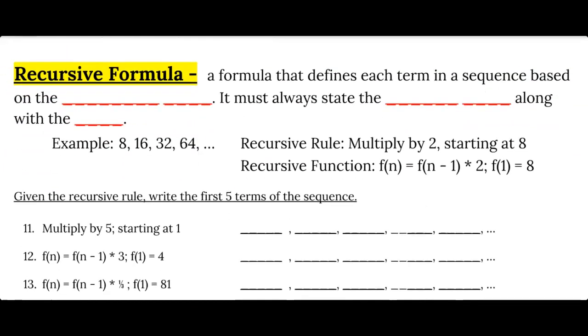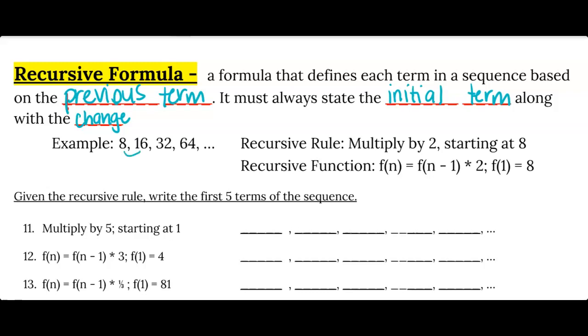So a recursive formula we defined last week, and we're just going to redefine it here. It's a formula that defines each term in a sequence based on the previous term. It must always state the initial term, or the starting term, along with the change. In last week's unit, it has always been adding. Well, now we're going to throw in some multiplying. And it works exactly the same.